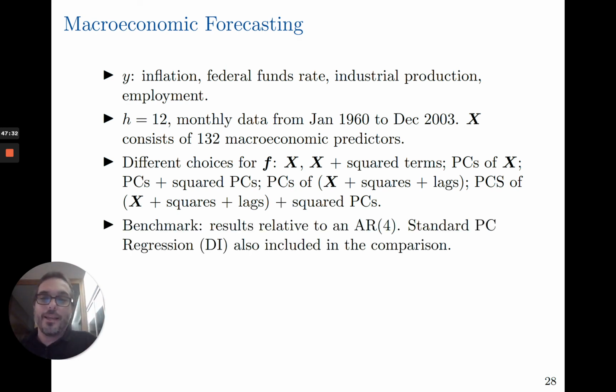And the benchmark is a pure AR4 model. And also standard principal component. Just use the principal component with nothing else. That's called the diffusion index. That's DI there on the slides, meaning diffusion index. That's the nickname for running a principal component regression in macroeconomics.